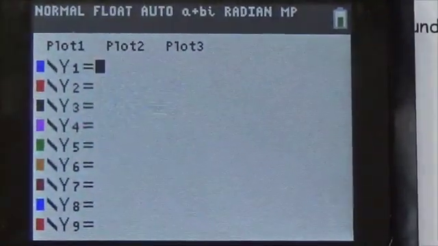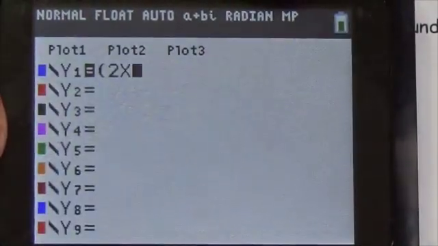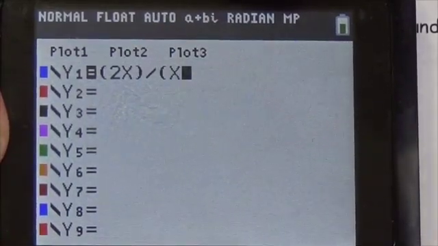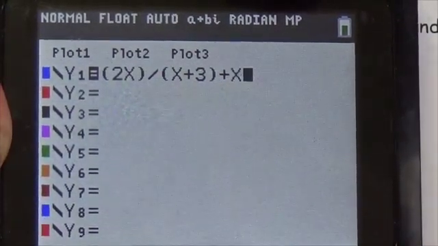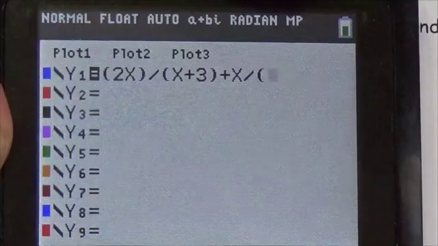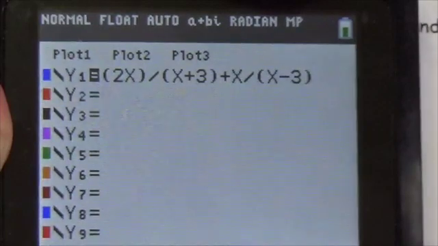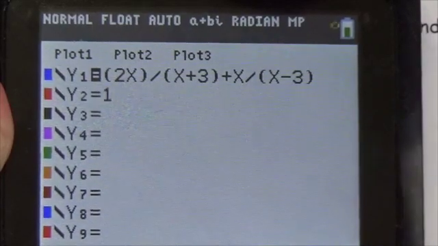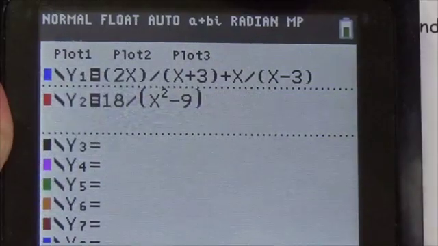And what I'll graph on the left-hand side is 2x, and I'm putting parentheses around that because that's my entire numerator. It really doesn't matter here, but it does matter that I put the parentheses around my denominator. So I'm going to do both. Plus x. Now there is only one factor even in the numerator, so I don't even have to put parentheses around that. But again, I do need to put them around the denominator so that the calculator understands this whole thing is the denominator. Next, I'll put down in the next function 18 divided by, again, parentheses, x squared minus 9, close parentheses here.